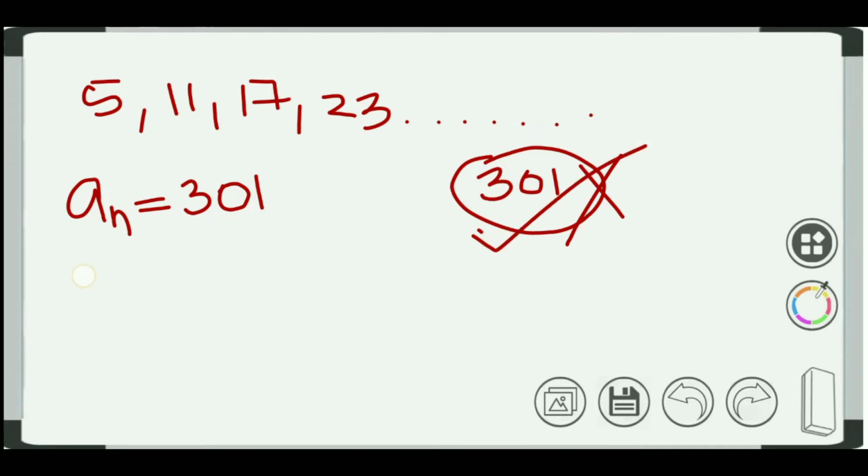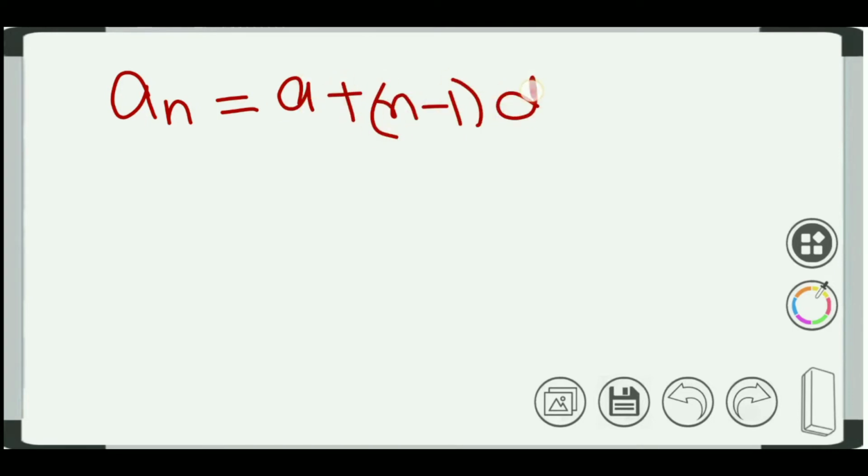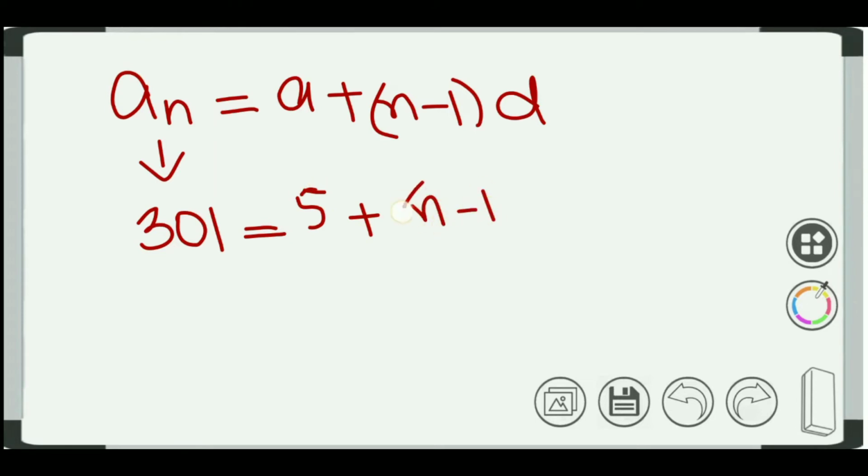Okay. What is a here? First term 5. d is 11 minus 5, 6. Okay, you got a equal to 5, d equal to 6. Now you can put it in this equation. a n equal to a plus n minus 1 into d. Now you know what is a n? 301 equal to what is a? 5. 5 plus n minus 1. n is what we need to find. n minus 1 into d.